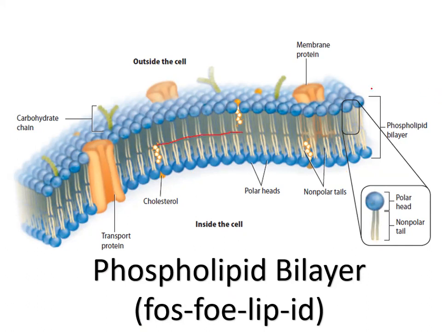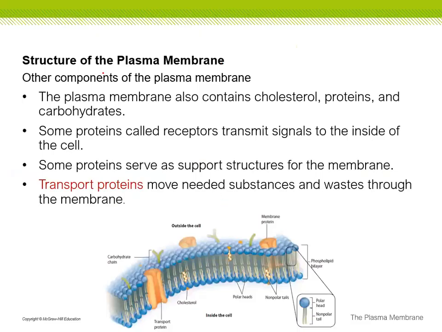So there's other things in here, right? The first thing, we see a carbohydrate chain. We see this cholesterol. We see a transport protein. So we're going to look into what all of this stuff is. First off, our components here. The plasma membrane contains cholesterol, proteins, and carbohydrates. So it has other stuff in it.